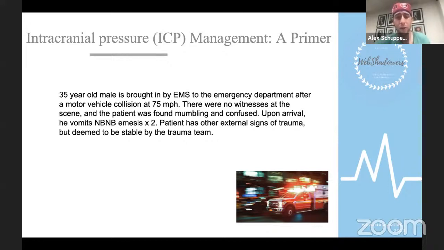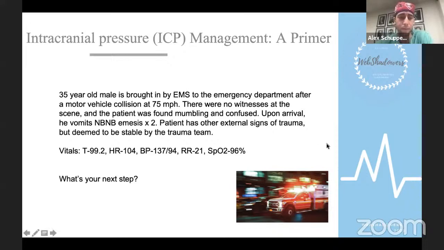He has no other signs of trauma. Trauma team said he has no other injuries. These are his vital signs, which I'll just tell you, overall pretty stable. A guy who just suffered a trauma might be a little tachycardic. That's totally normal. He's breathing okay. So what's your next step? Fire away your questions. I know there's a little bit of a lag time, but type in what you guys think as far as the next thing to do.